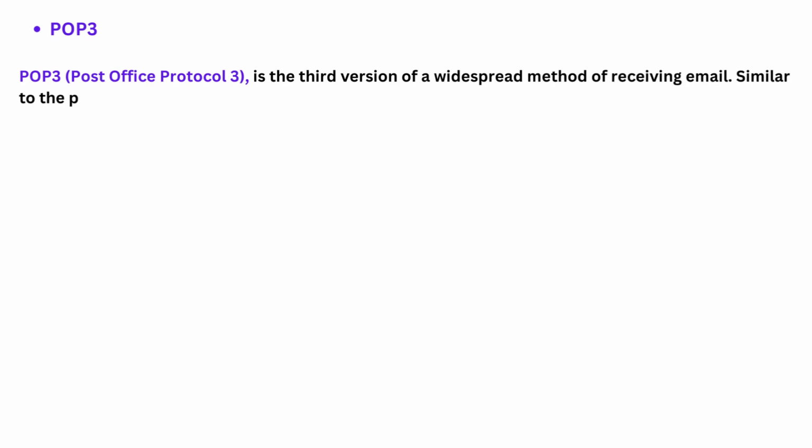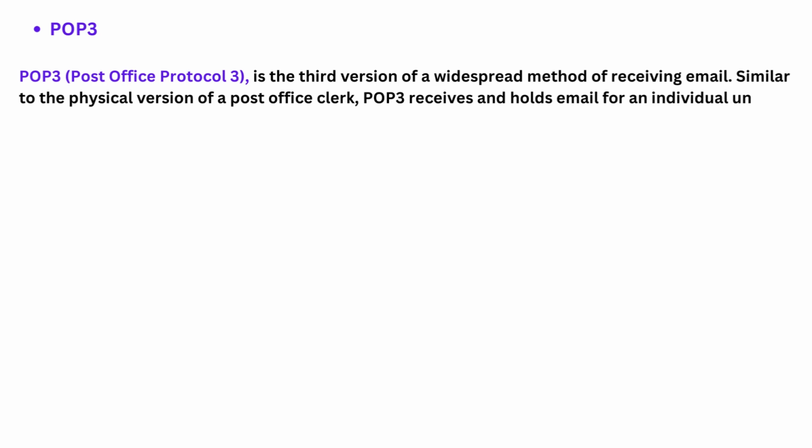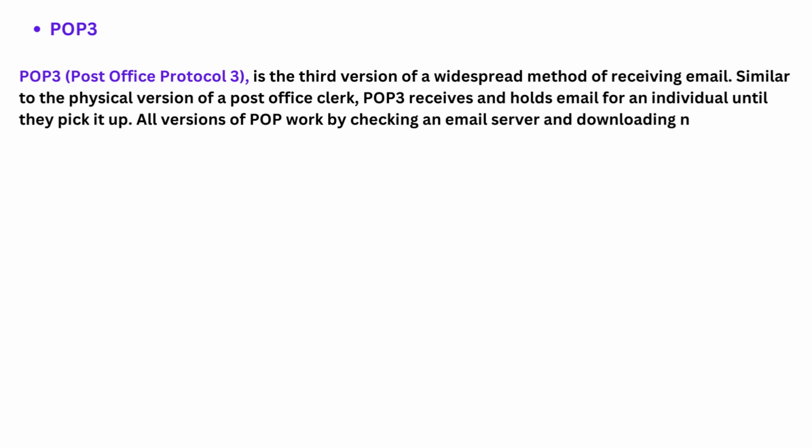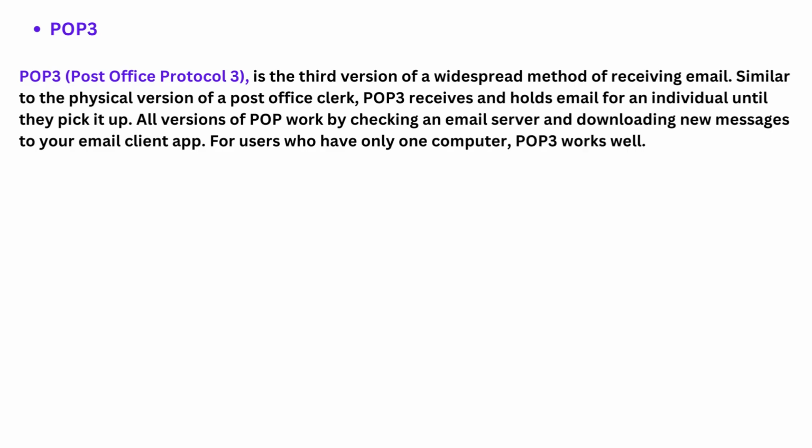POP3. POP3, Post Office Protocol 3, is the third version of a widespread method of receiving email. Similar to the physical version of a post office clerk, POP3 receives and holds email for an individual until they pick it up. All versions of POP work by checking an email server and downloading new messages to your email client app. For users who have only one computer, POP3 works well.